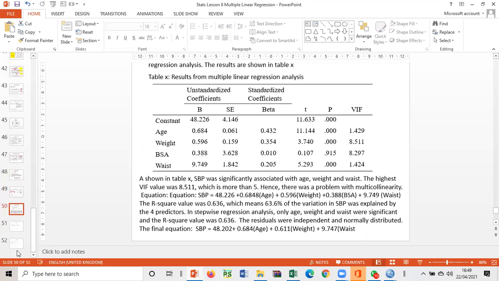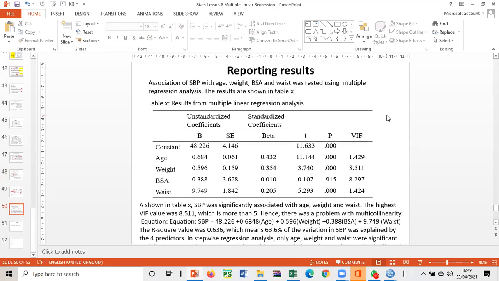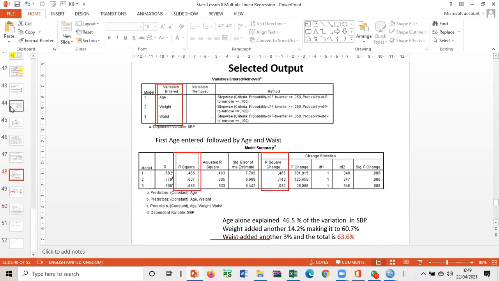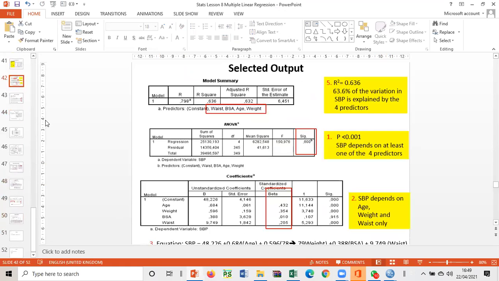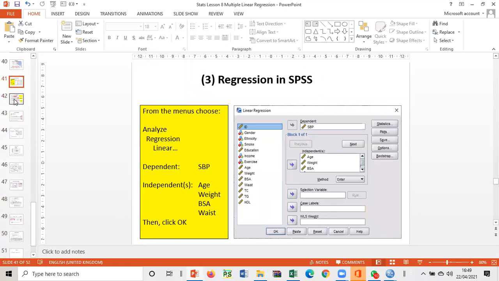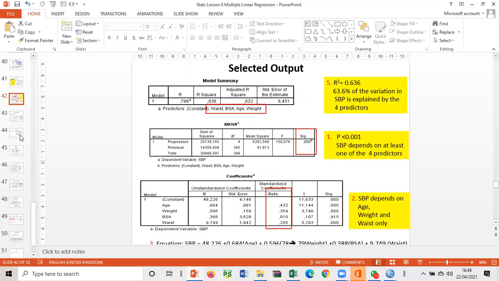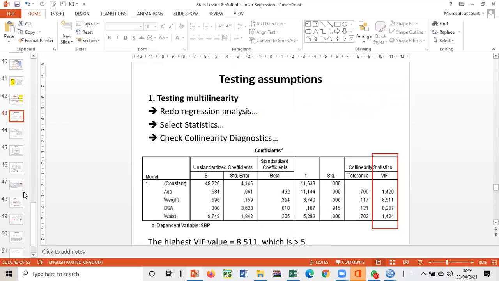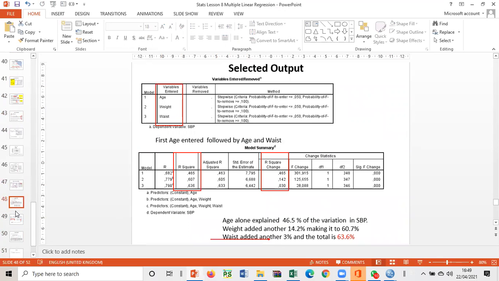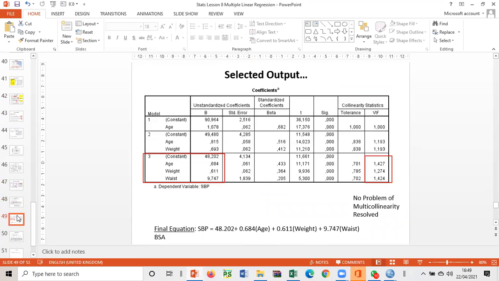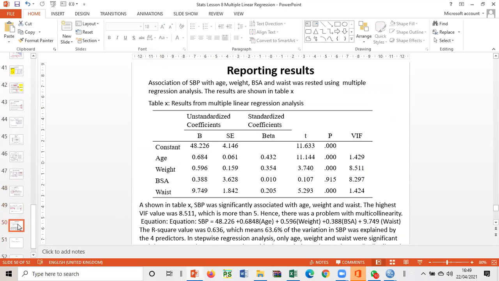Questions? A simple write-up. Report the results in your thesis, whatever, but don't copy. Sometimes what they do, they copy all the tables and put them inside there. Imagine how many tables. Copy this table, put it inside there. Copy this table, table after table after table. If we like the tables so much, put them in the appendix. See whether precisely we are reporting what is needed.